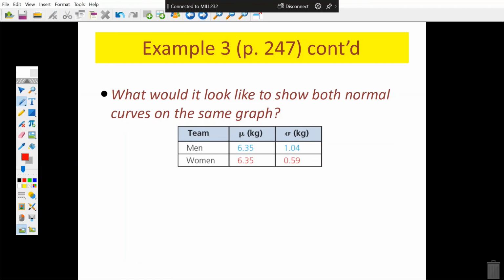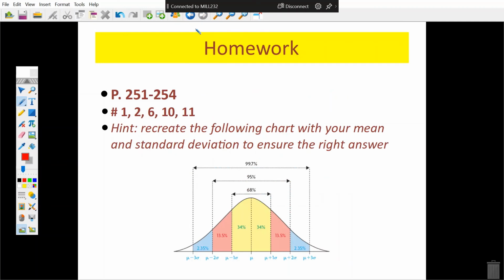And then occasionally they might ask you what would it look like to show both on the same graph. We won't worry about that one too much.